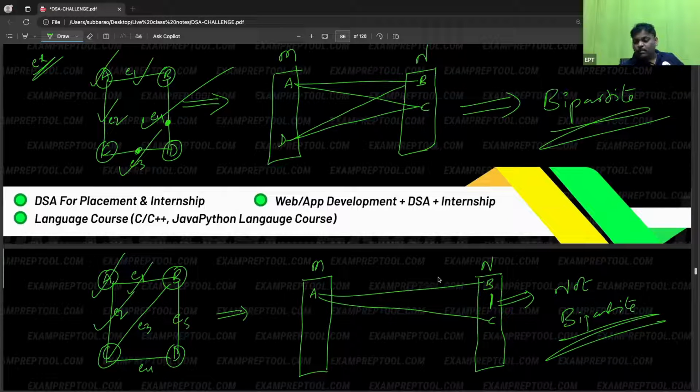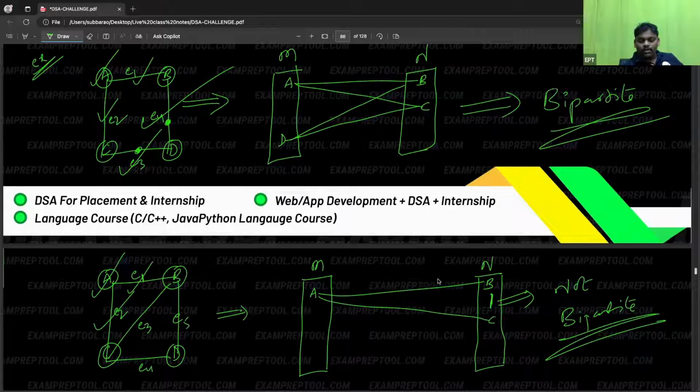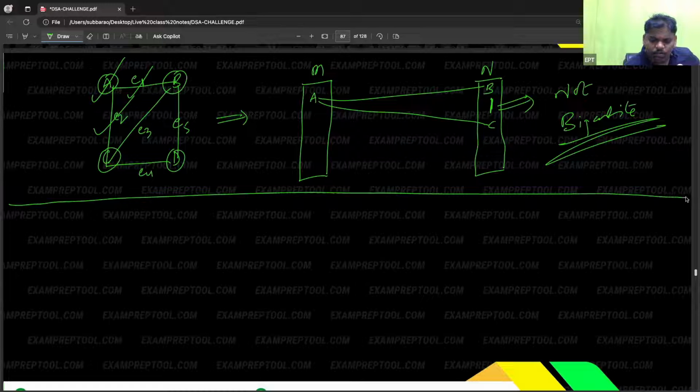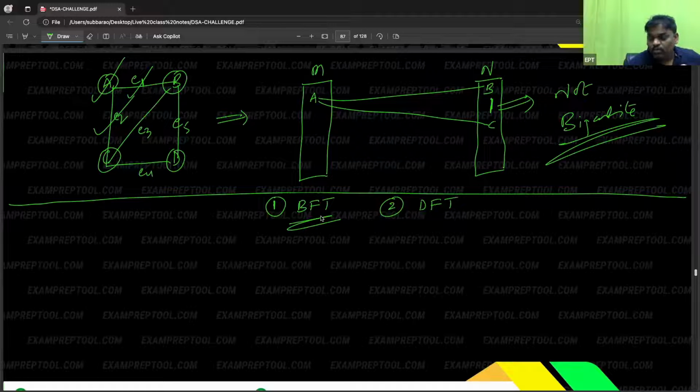I hope everyone is fine. Some people are asking how to solve this problem. I think it is very interesting, because it is a very simple one. There is not much work. Just traversing the entire graph one time, you can solve this problem using BFT also, using DFT also. Both you can do: breadth first traversal, and depth first traversal also.